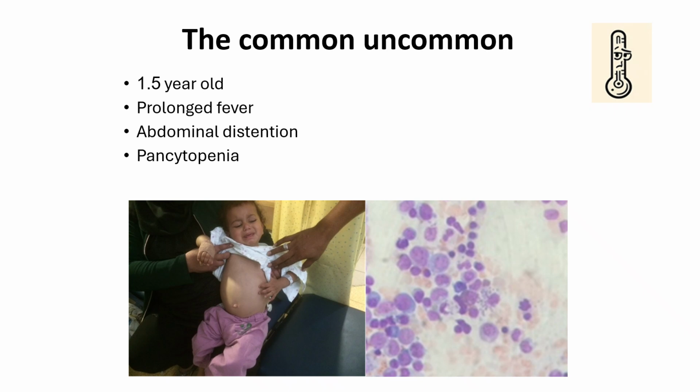Finally, we address the most severe form, visceral leishmaniasis. This case involves a 1.5-year-old presenting with a prolonged fever and significant abdominal distension caused by an enlarged liver and spleen. Lab results show pancytopenia, and as seen in the biopsy, the bone marrow is literally teeming with parasites. Without a high index of suspicion and prompt treatment, this systemic infection is almost always fatal.